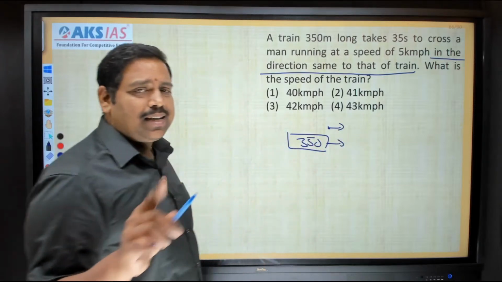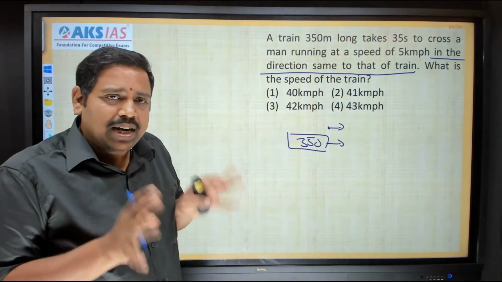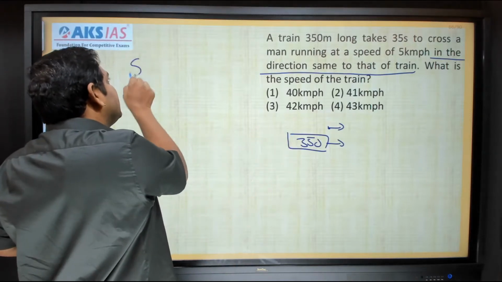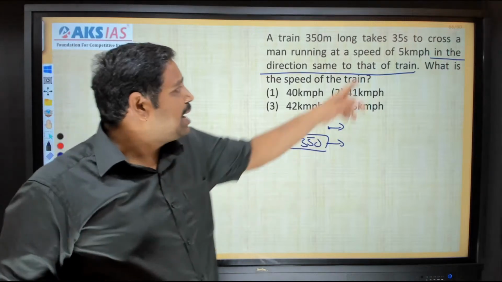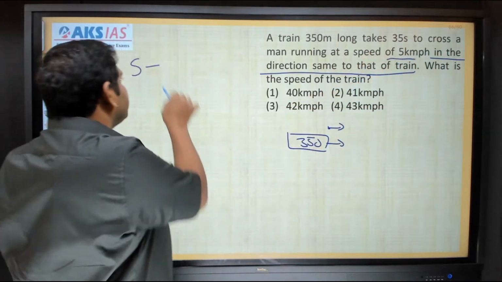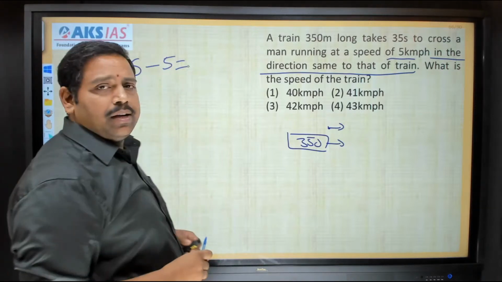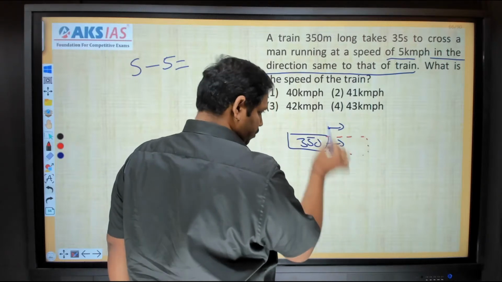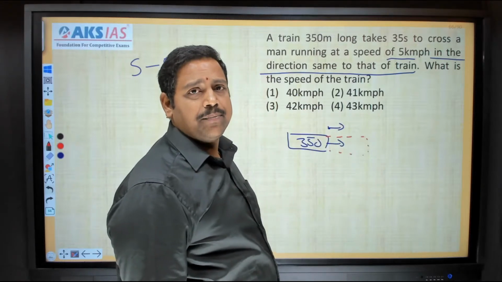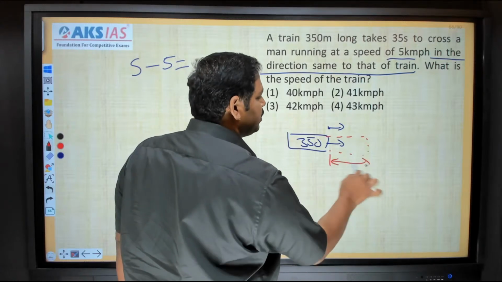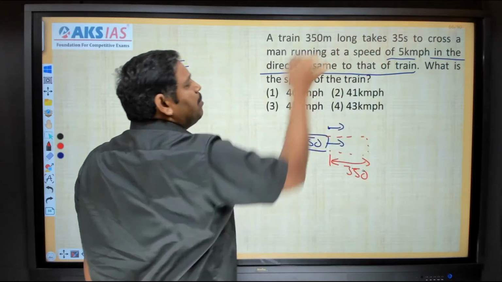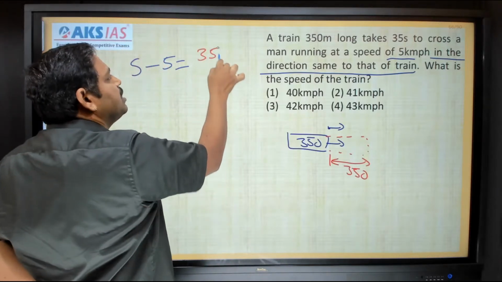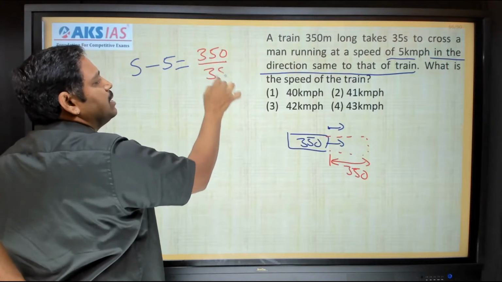Same direction means relative speed is common, but the speeds should be subtracted. That means relative speed is nothing but speed of the train, S, minus speed of the man. Speed of the man is how much? 5. So S minus 5 is equal to, again I am keeping the man at rest. If I imagine the man at rest, then the train has to cover its own length. Its own length is how much? 350 meters. This 350 meters it covered in how much time? 35 seconds. That means 350 is the distance traveled in time 35 seconds. Distance by time means speed.